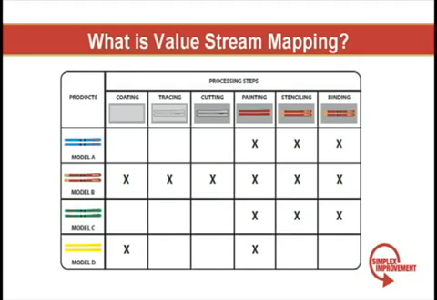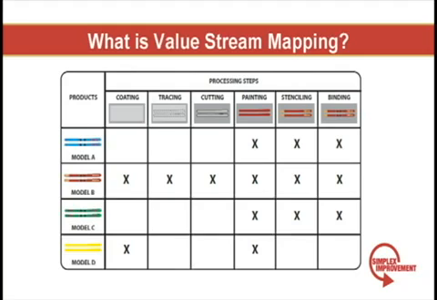We'll be using skis in this example. You can see there are 4 types of skis that are made at the Simplex Ski Company: blue, red, green, and yellow. Each of these types go through various operations that include coating, tracing, cutting, painting, stenciling, and binding. The X represents each of the operations that the individual skis go through.